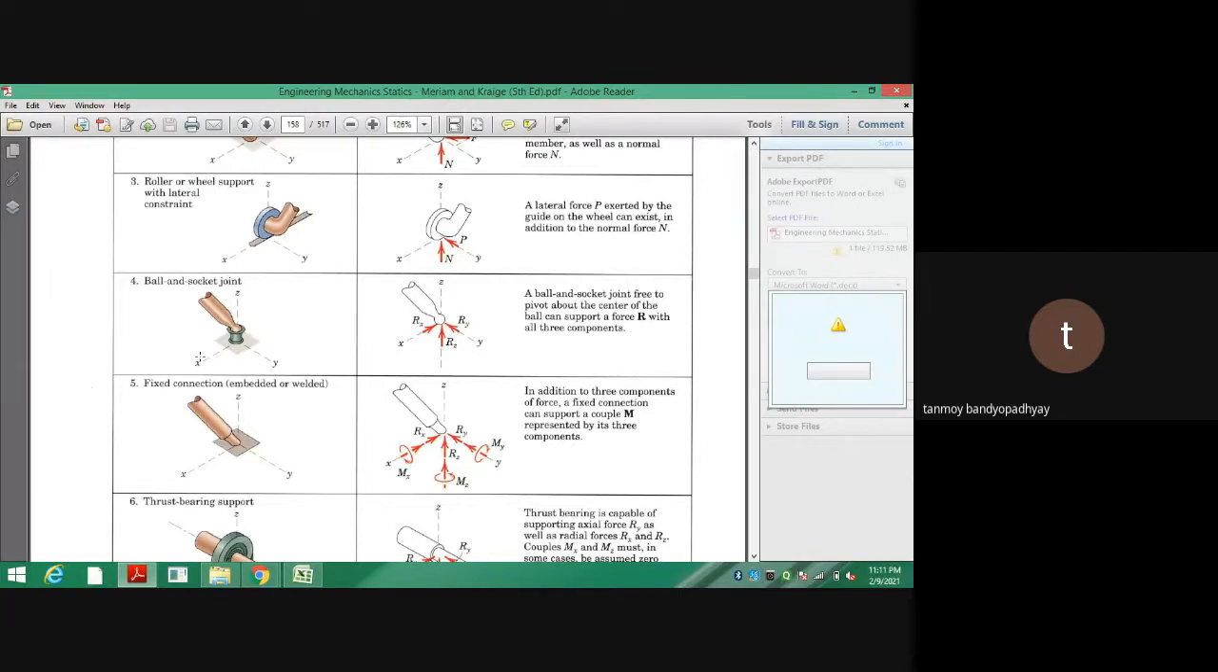So that is why the translation, like RX, RY, and RZ. And similarly, you have three axis movement MX, MY, and MZ directed along the three axes. So that is why.